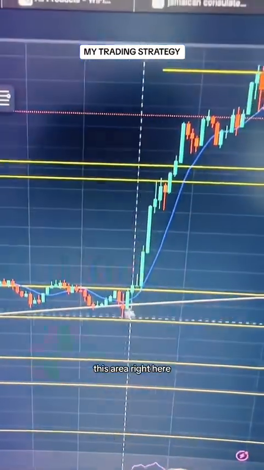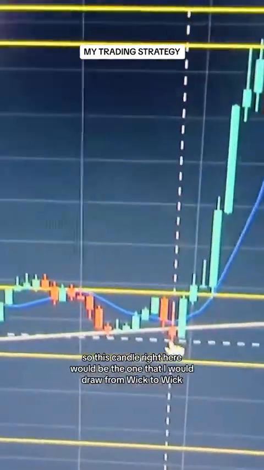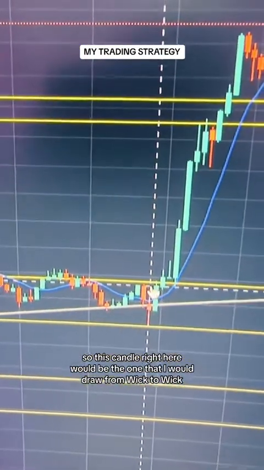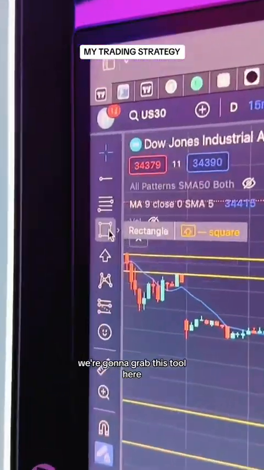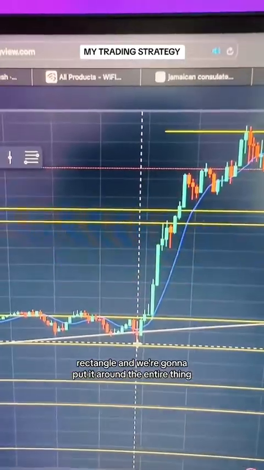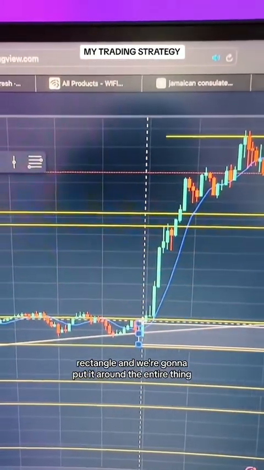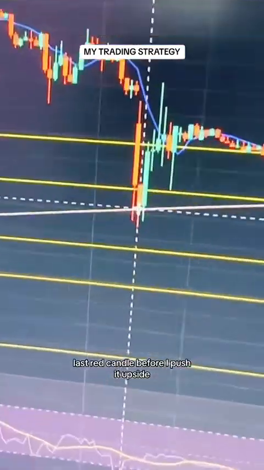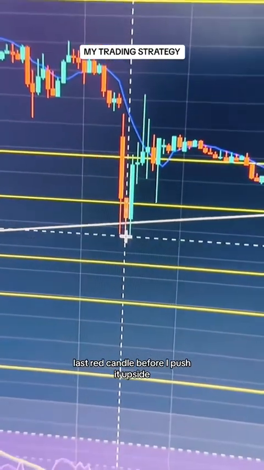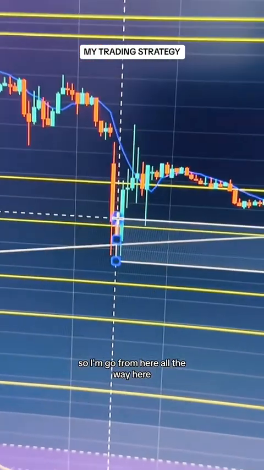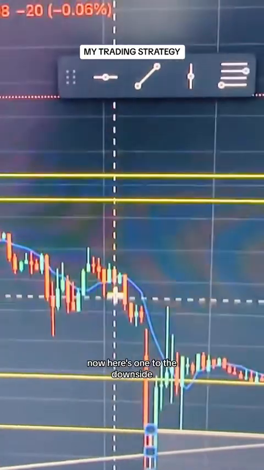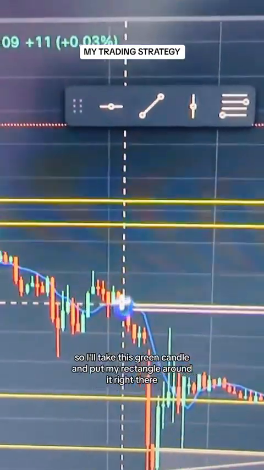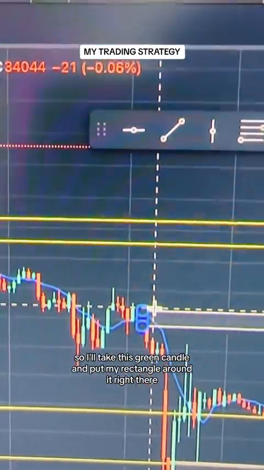For instance, this area right here. So this candle right here would be the one that I would draw from wick to wick. We're going to grab this tool here, rectangle, and we're going to put it around the entire thing. Same thing here, last red candle before push to the upside. So we go from here all the way here. And now here's one to the downside. So I'll take this green candle and put my rectangle around it right there.